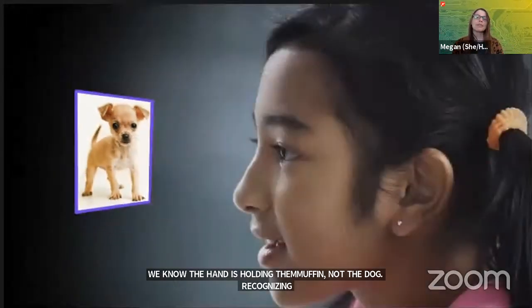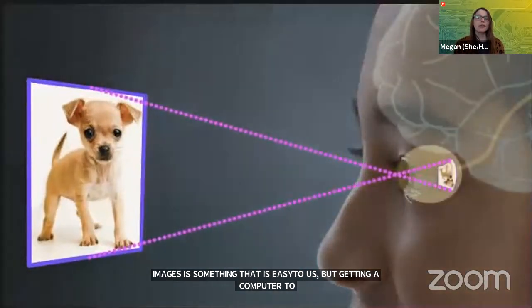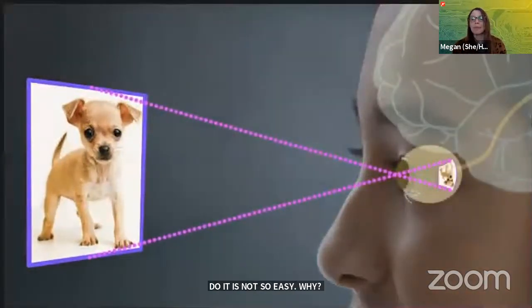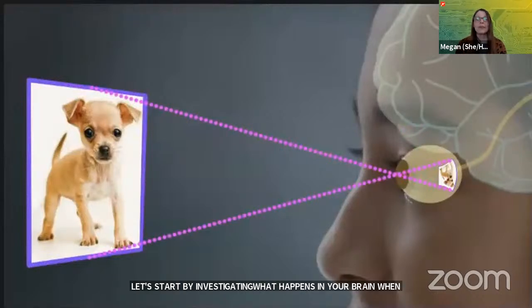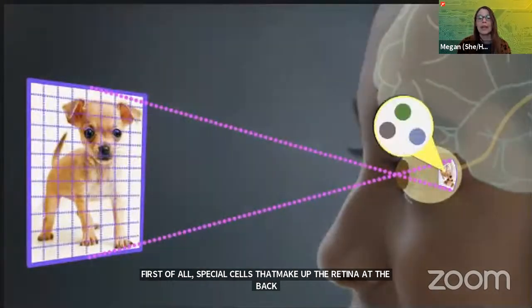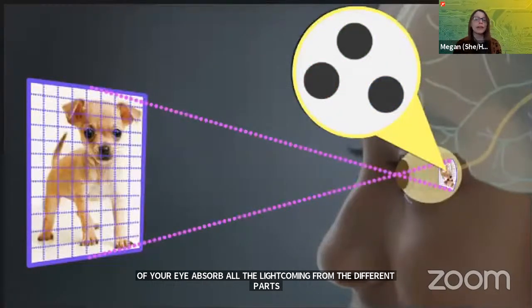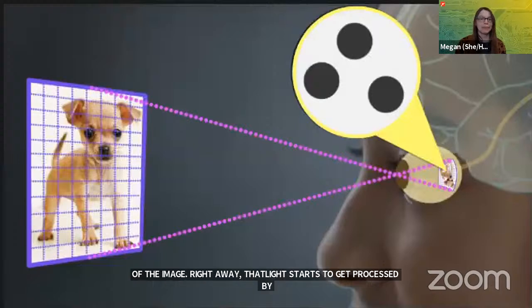Well, let's start by investigating what happens in your brain when you view a photo of a dog. Now, first of all, special cells that make up the retina at the back of your eye, they absorb all the light coming from the different parts of the image. And right away, that light starts to be processed by each little patch of cells. And for each part of the image, the cells report whether there are light or dark areas, colors, or is anything maybe changing over time.